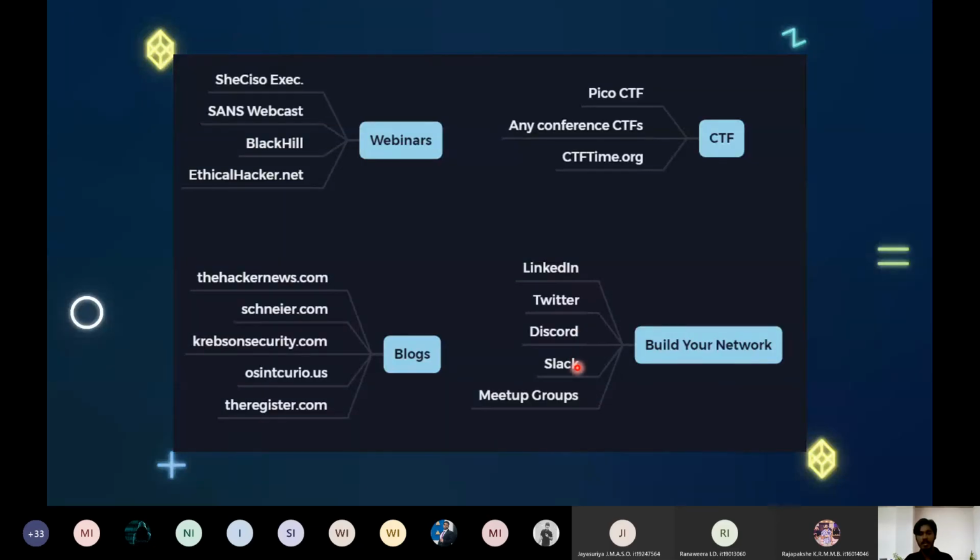Then there are Slack channels. I told you about She's Executive, which I'm part of. They have a Slack channel. If anyone wants an invite, just send me a message on LinkedIn after this. I'll share the link with you.